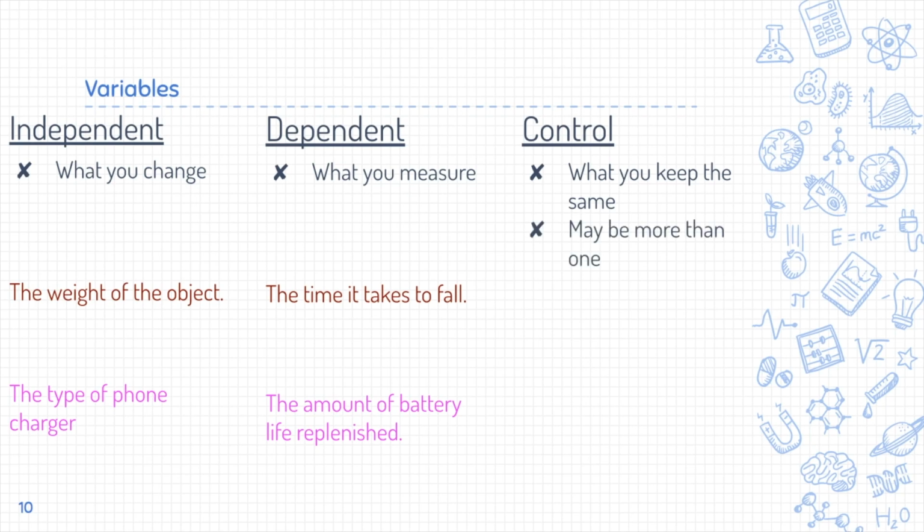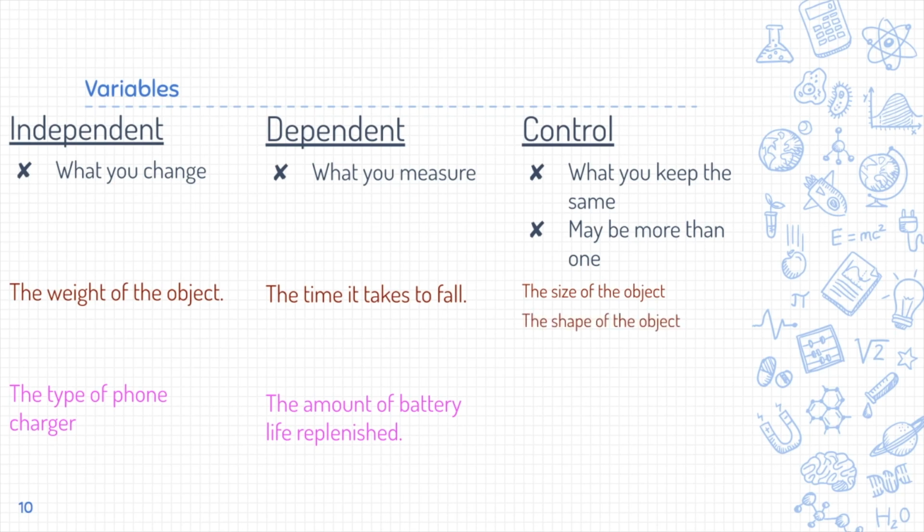So for the first example, with the weight of the object, you might decide, hey, it's important that we keep the size of the object the same. We're only changing the weight. We want to make sure the size of each object is the same. So if I got a light object and then a medium object and then a heavy object, they should all be the same size, just a different weight.